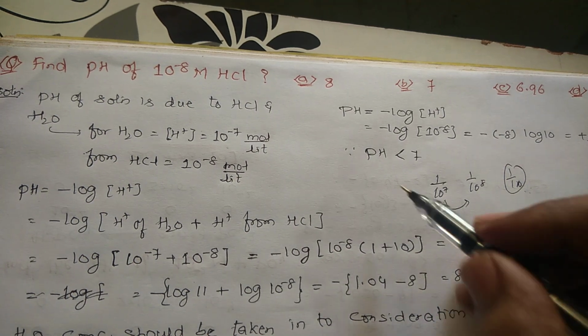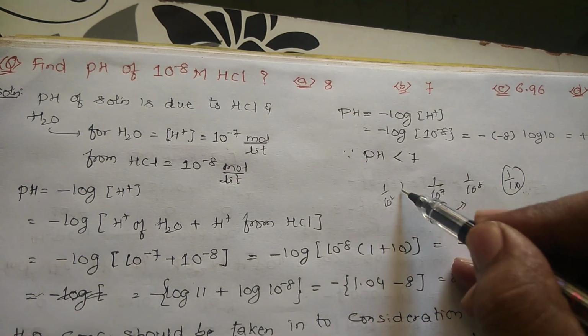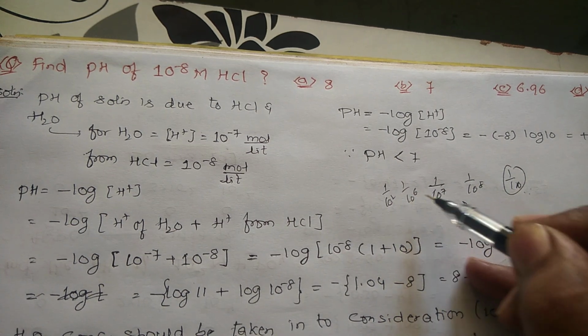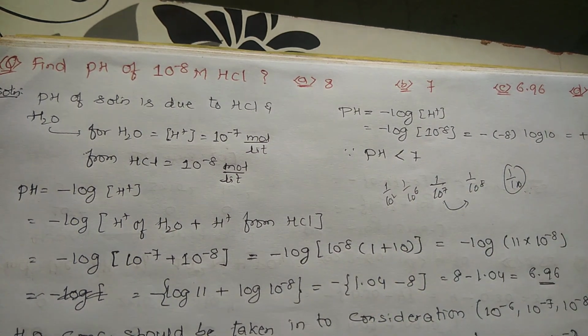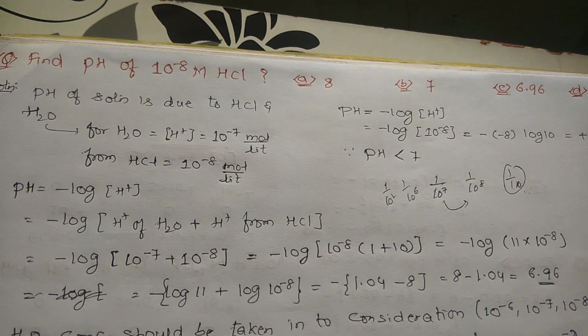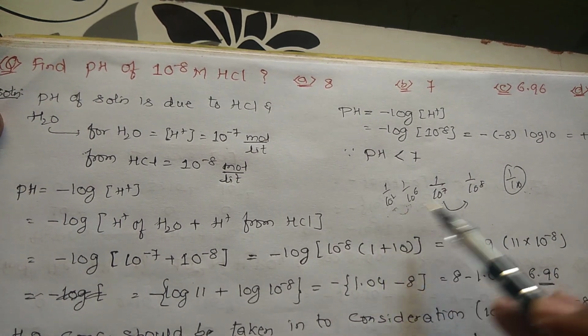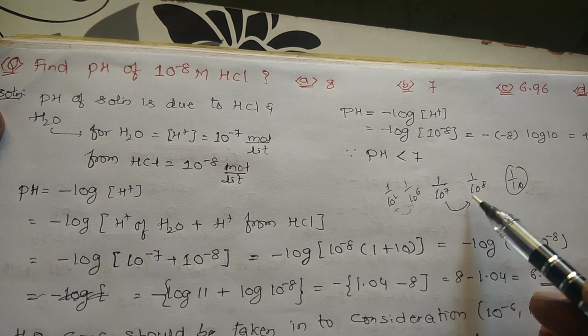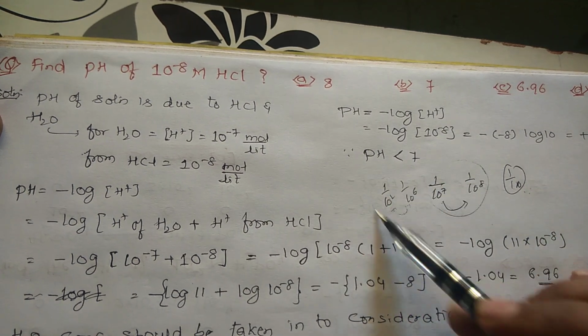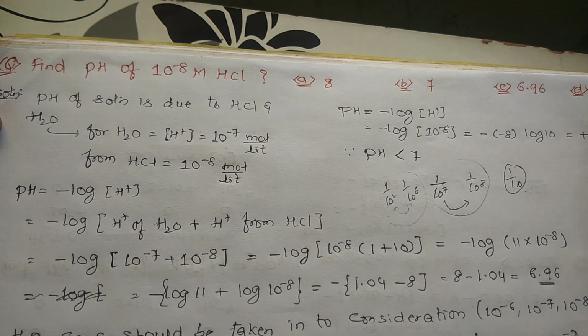But suppose if you take 10 power 2, 10 power 6, how many times is it? 10,000 times the difference is there. For these two it is 10,000 times difference. This is only 10 times difference. So here you can take it into consideration; here in this case we cannot take it into consideration.